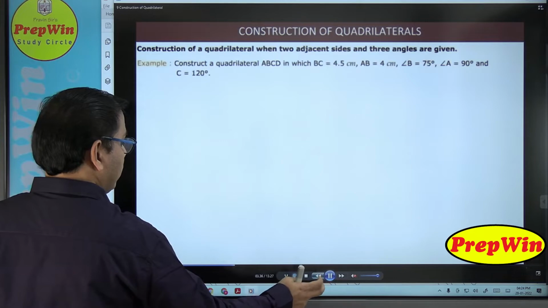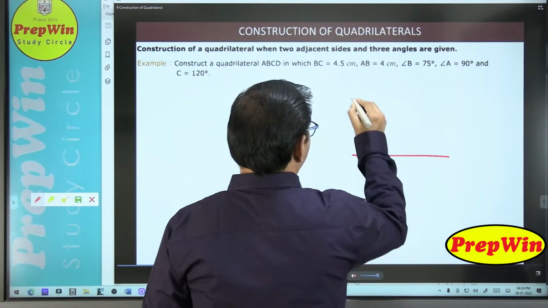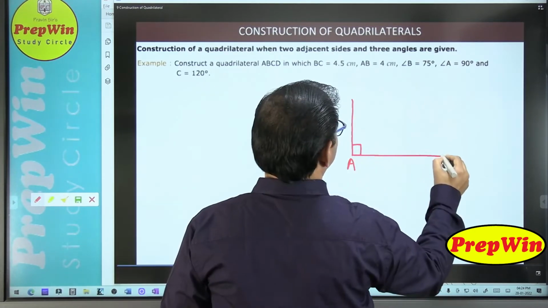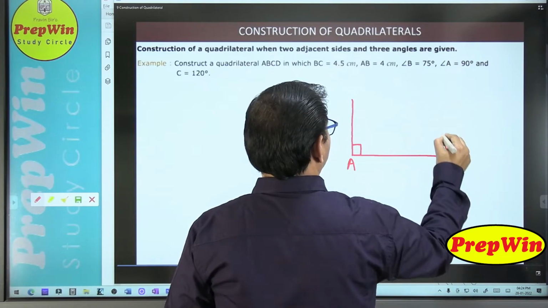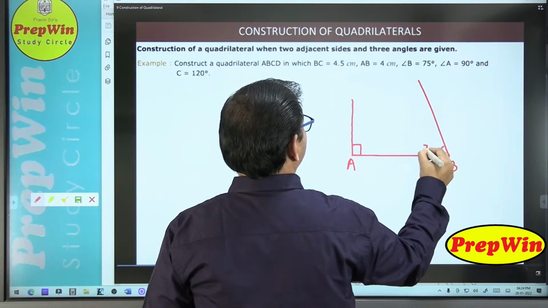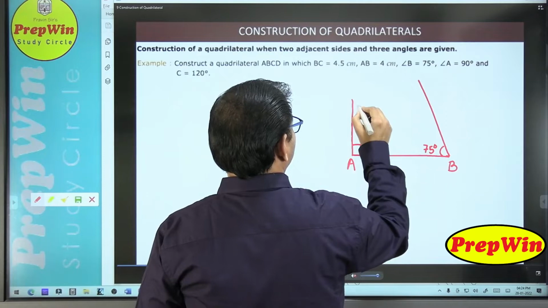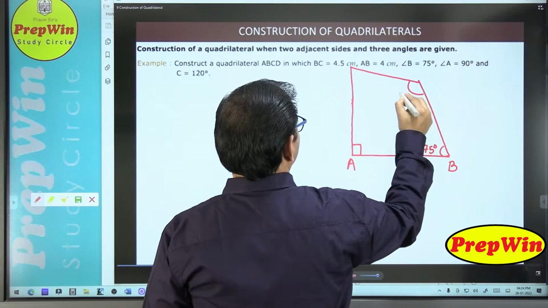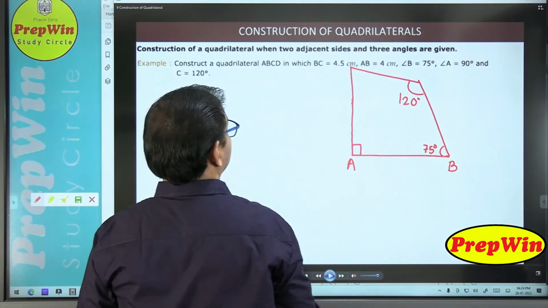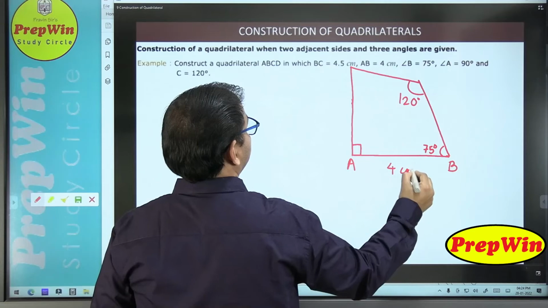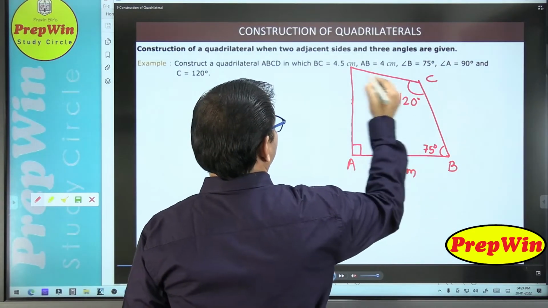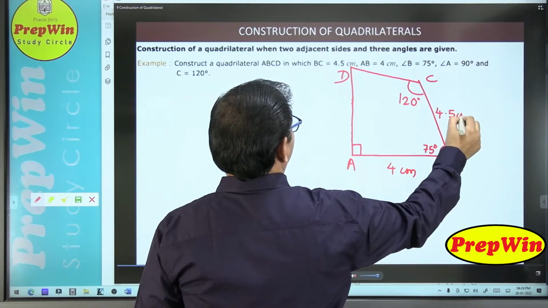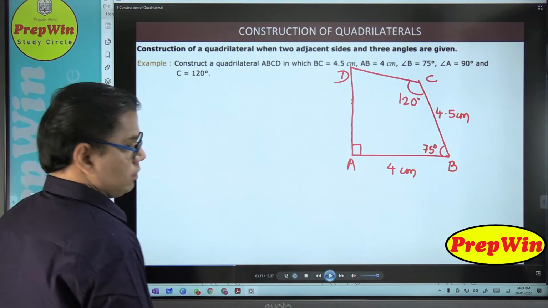Okay, let's quickly draw a rough sketch. Okay, angle A is 90 degree, 90 degree straight like an L. Angle B is 75 degree, an acute angle. And angle C is 120 degree, an obtuse angle. AB 4 centimeter and BC 4.5 centimeter. Okay, this is a rough sketch.